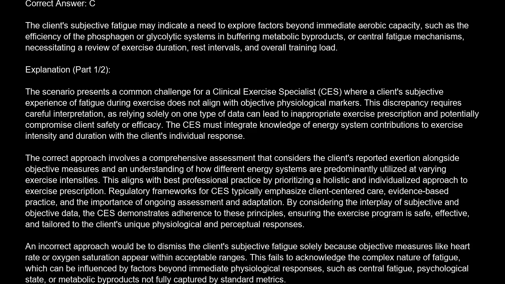Regulatory frameworks for CES typically emphasize client-centered care, evidence-based practice, and the importance of ongoing assessment and adaptation. By considering the interplay of subjective and objective data, the CES demonstrates adherence to these principles, ensuring the exercise program is safe, effective, and tailored to the client's unique physiological and perceptual responses.